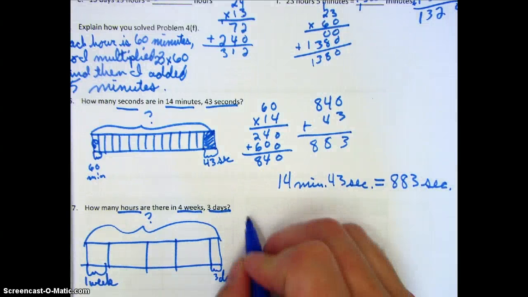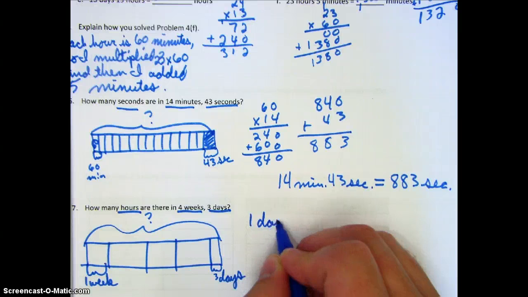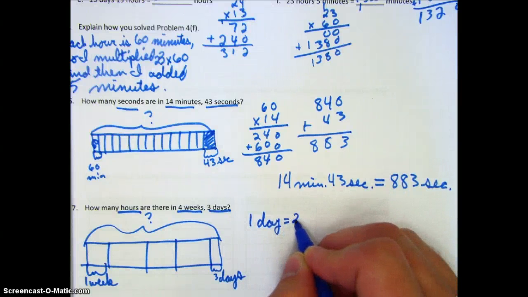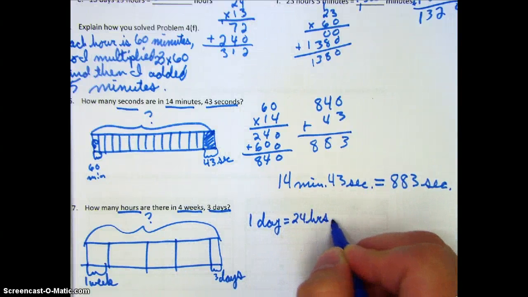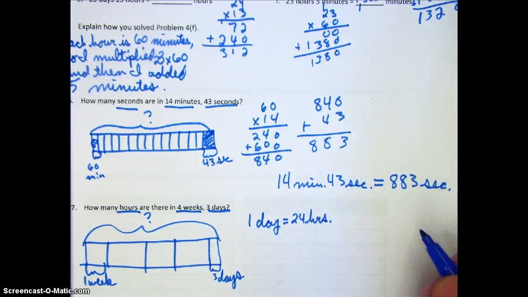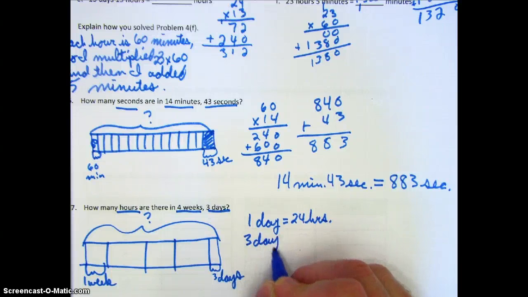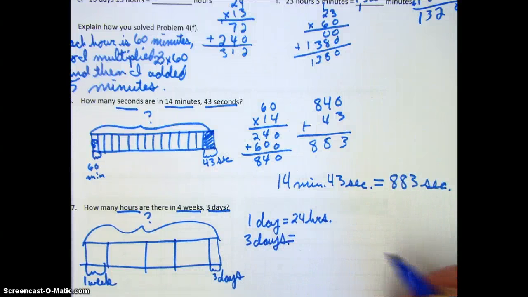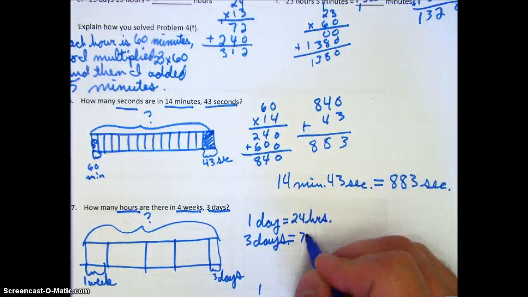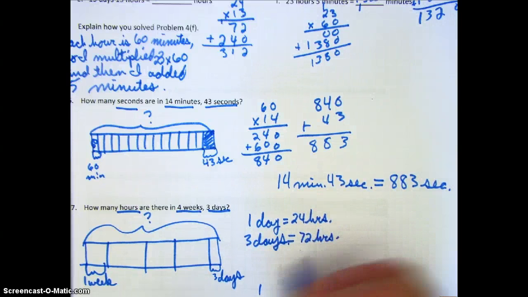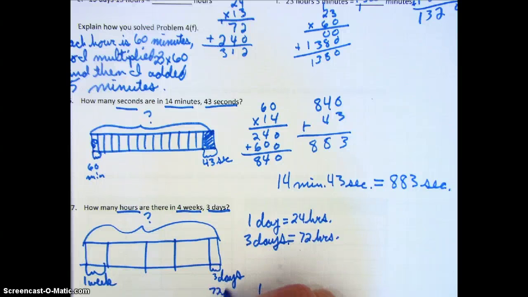So think about what we know. We know 1 day is 24 hours. So that means 3 days. If we multiply that out, so 24 times 3 would be 72 hours. So our 3 days right here is 72 hours. Okay, well, that takes care of that part.